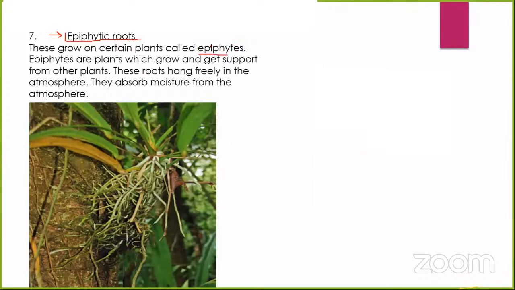Actually, epi means something which is on top, and phytes means something to do with the plant. So epi, those on top of plants. I think you've seen some plants which grow on top of other plants, like on branches. Say you have a tree here, and then you find there is some plant which is not part of it, but it is growing on top of another plant, even with some roots there. Those are what we call epiphytic plants.